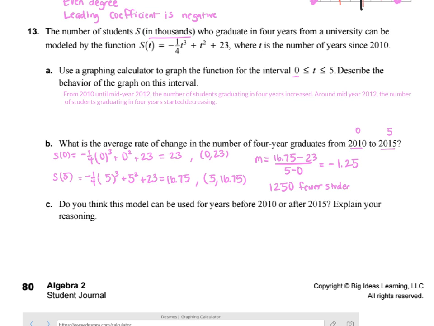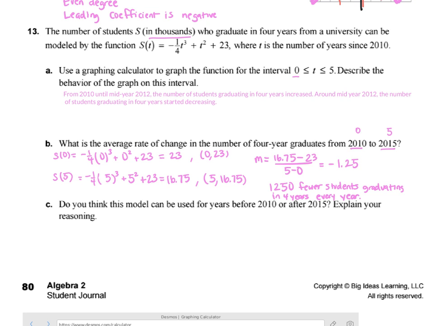in 4 years every year. So about 1,250 fewer students graduating in 4 years every year. Okay. All right. Part C.